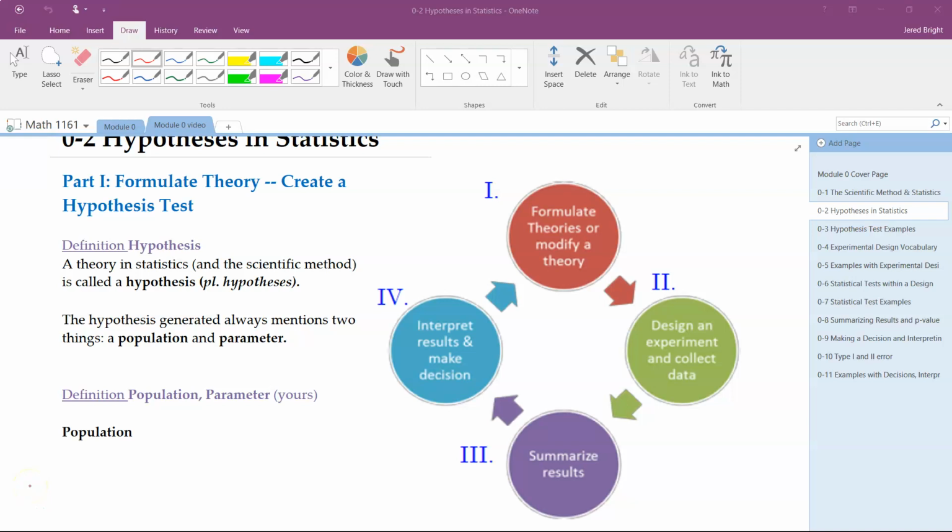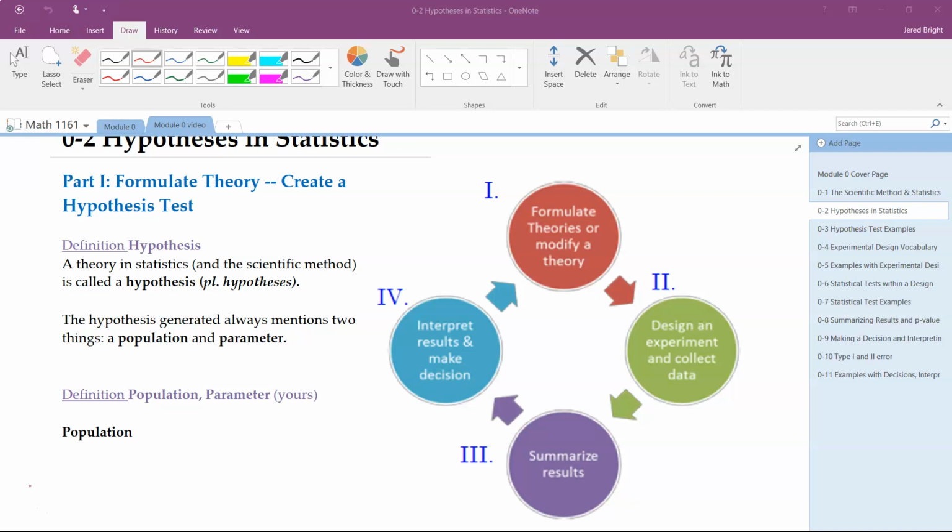Welcome back, and we're going to dive right into that statistics-centric view of the scientific method by looking at formulating theories, and that's where we talk about creating a hypothesis test. From our perspective, a hypothesis is simply a theory in statistics. I know when you learned it in maybe high school, you said a hypothesis is an educated guess. Well, yes, I'm not saying that's incorrect, but maybe that educated guess is just reworded as a theory.